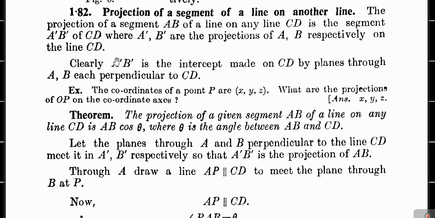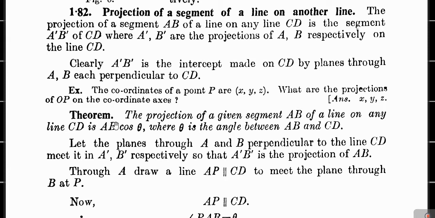Now a simple example: the coordinates of a point P are, suppose, x, y, z. Then what are the projections of OP on the coordinate axes? See here, if P is a point having the coordinates x, y and z, then the projections are asked. So the projection of point P on the x-axis will obviously be x, on the y-axis it will be y, and on the z-axis it will be z.